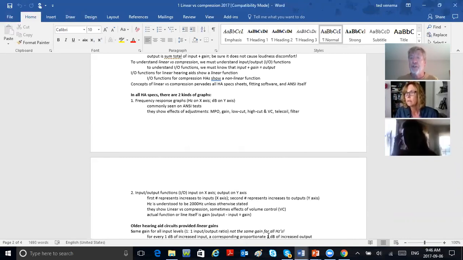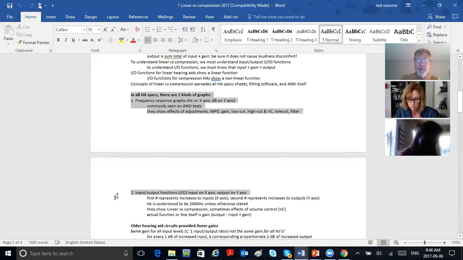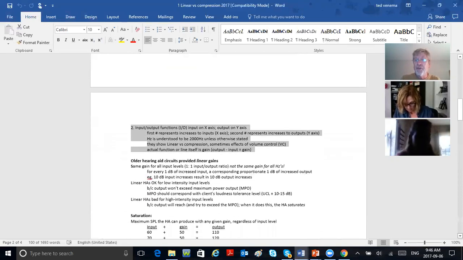Most of the time, you'll see frequency response. The more nerdy of us, the audiologists and the people who like stuff like this, can dig under the software and find the input-output functions. But most people you fit by using the frequency response. But it's important to know what they both are. So here in our notes, in all hearing aid specs, two kinds of graphs: frequency response and input-output functions.